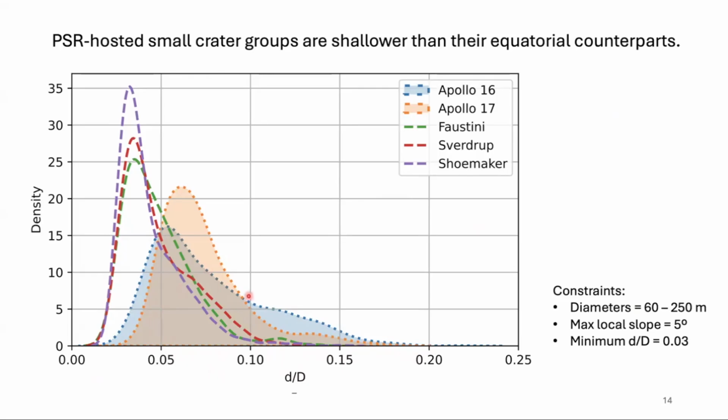The Apollo sites are in these filled curves, and then the ESR craters that we measured are just under these dashed curves. And you can see that the peaks of these curves are quite a bit different. And I'll break that down a little bit.